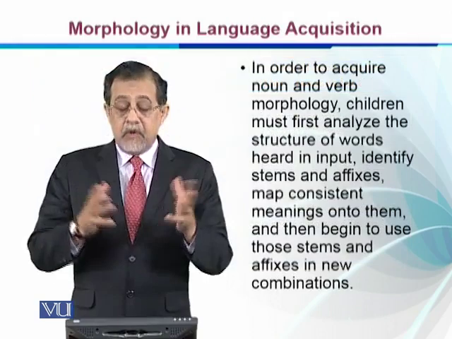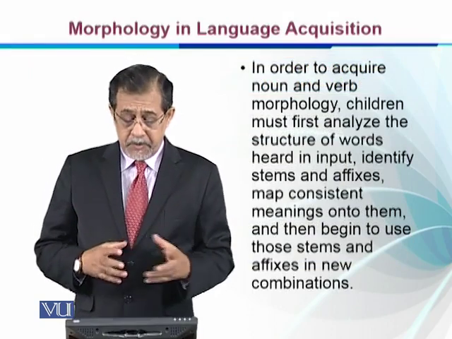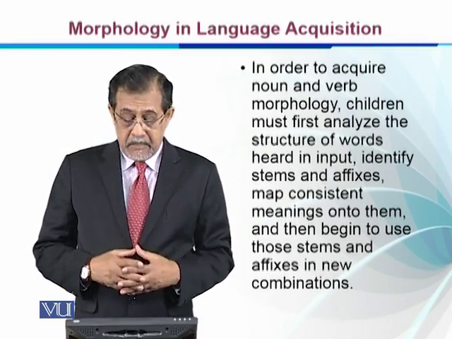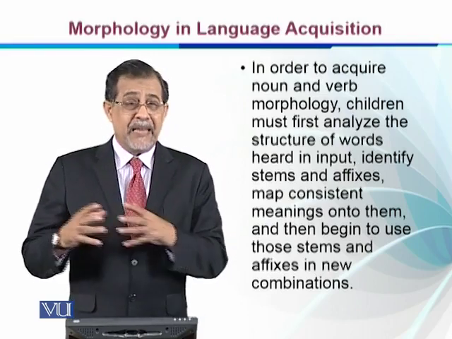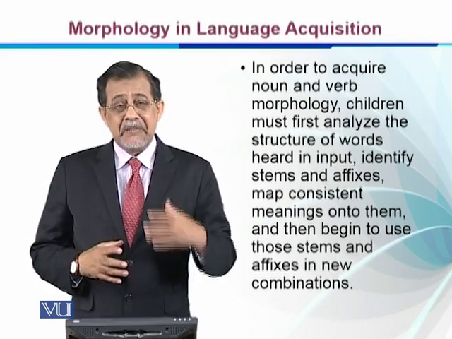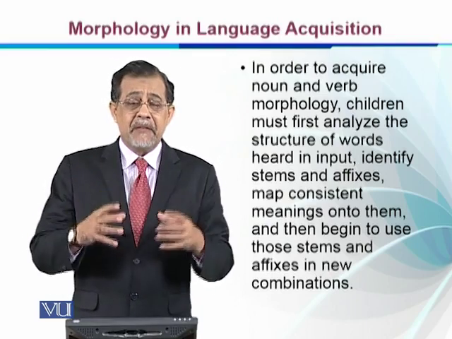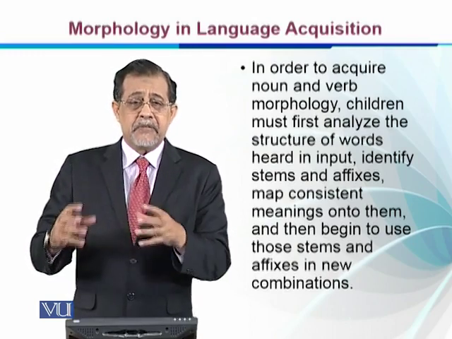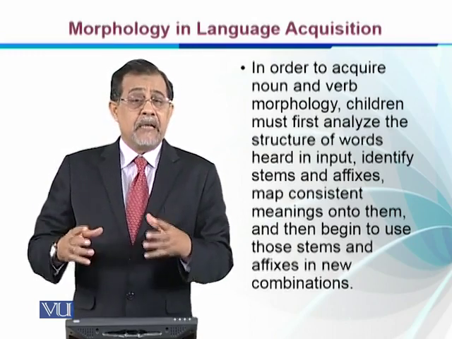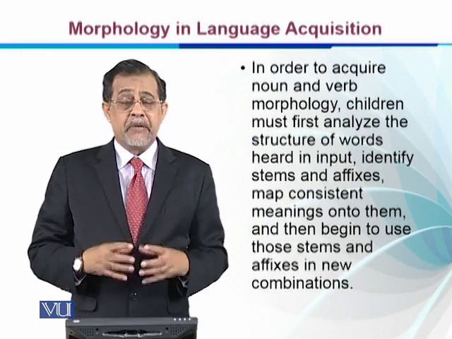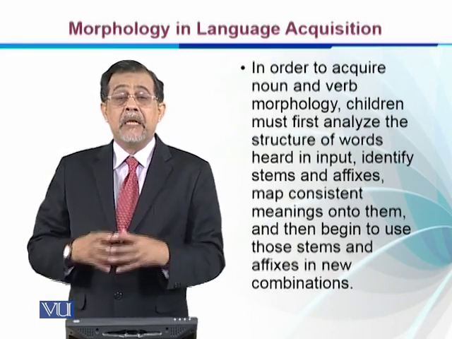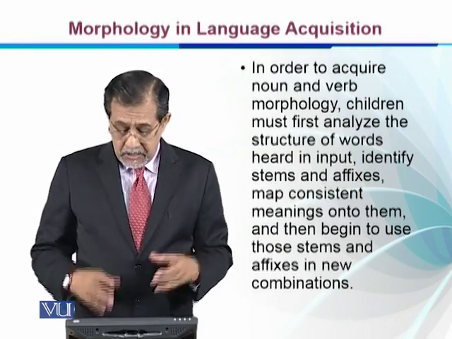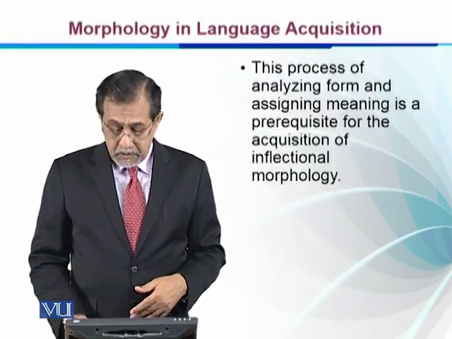In order to acquire nouns and verbs and their morphology, children must first analyze the structure of the words heard as input, identify stems and affixes, and then with the passage of time they start combining stems with suffixes, and they learn how they can attach those suffixes to other stems. So they start making combinations.